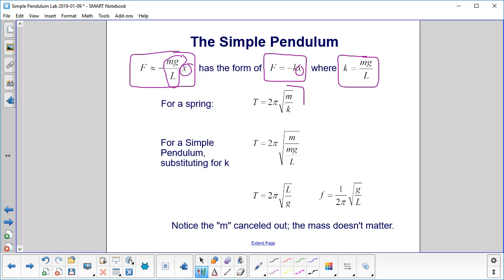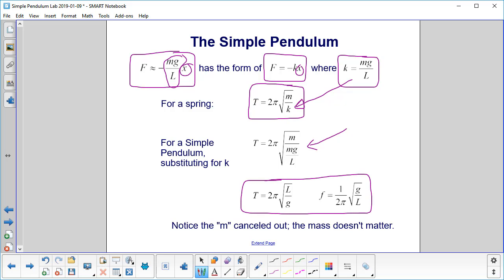So we have this expression for our spring-mass period. We go ahead and substitute in for k this value. Mathematically you can do that, and it turns out physically this works also. You go over here, do a little rearrangement, and we now have the period of a simple pendulum. Biggest factor here: the m cancels out. The mass of the pendulum bob does not affect the period.